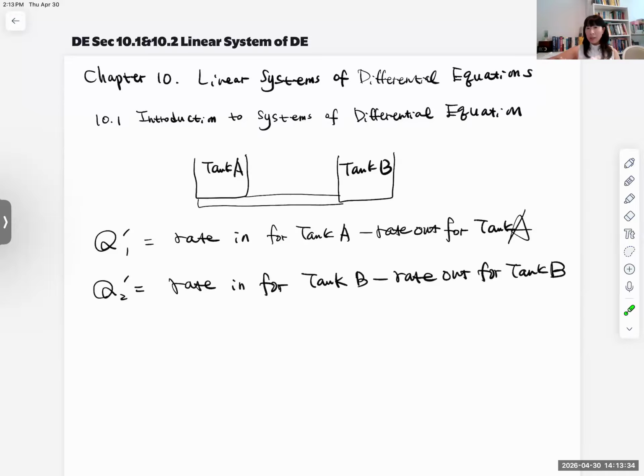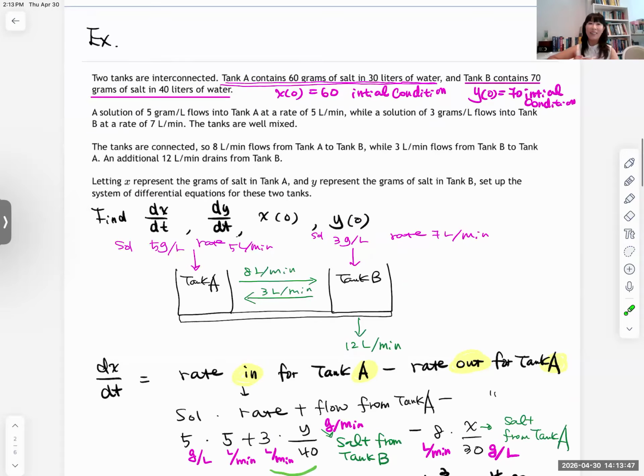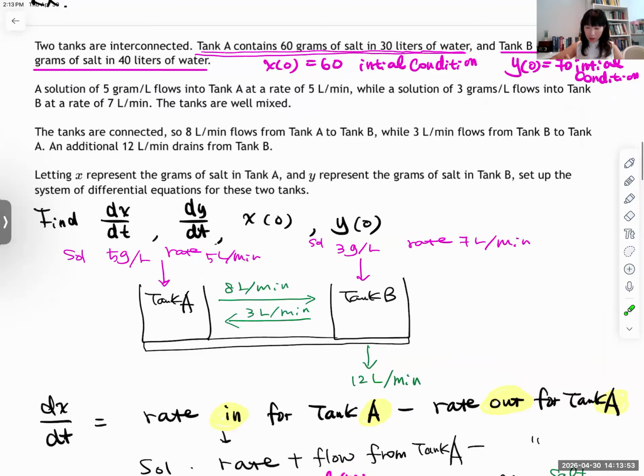All right? Okay, so we have one question here. I just want to explain to you. The page is a little bit messy. Okay, so let me read. Two tanks are interconnected, and tank A contains 60 grams of salt in 30 liters of water. Now tank B contains 70 grams of salt in 40 liters of water.